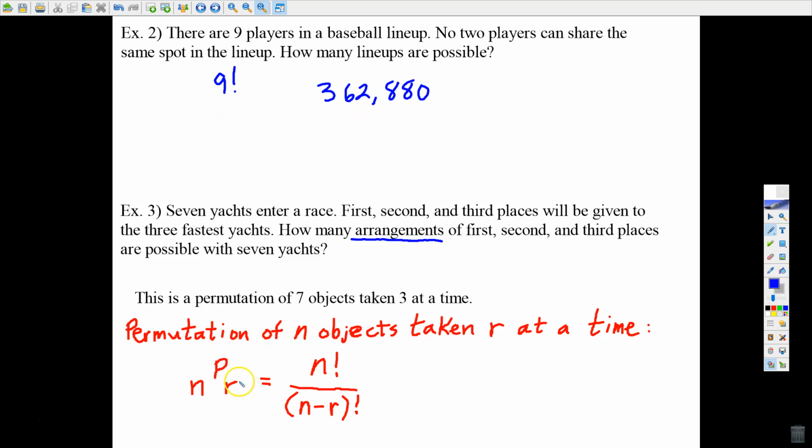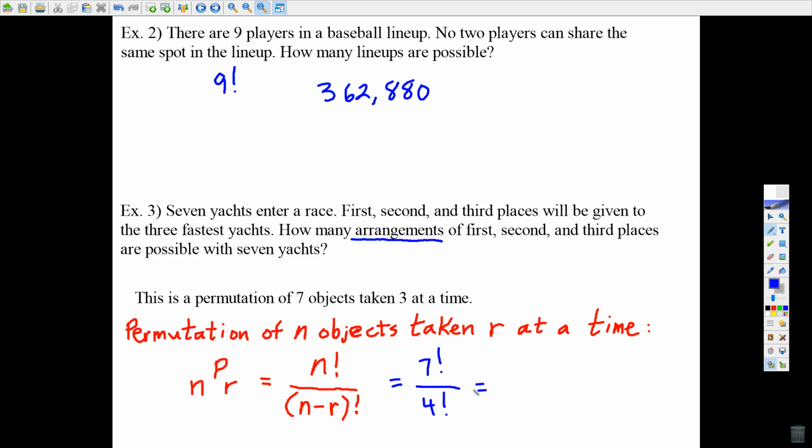Whenever we're interested in arranging part of the entire group, only a certain number at a time of the entire group, then we're going to use a formula that I've provided for you at the bottom of the screen. N stands for the total number of objects that we have to choose from, in this case, 7 yachts. And R will represent how many we want to arrange at a time. So plugging into this formula, N being 7, it's 7 factorial, and then the denominator will be 7 minus 3, which is 4 factorial. Okay?